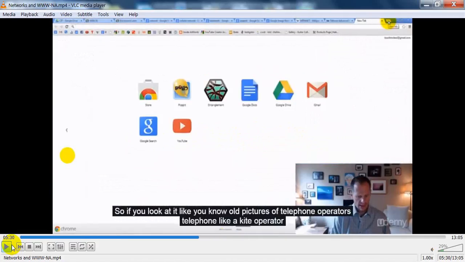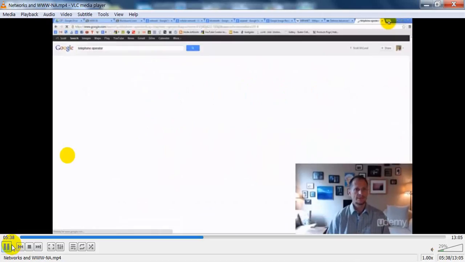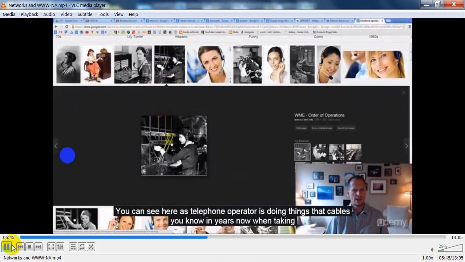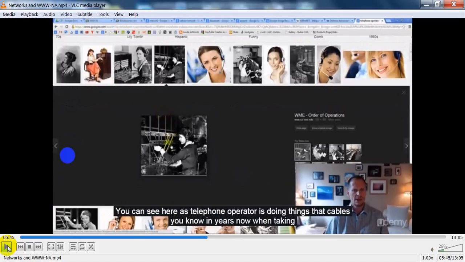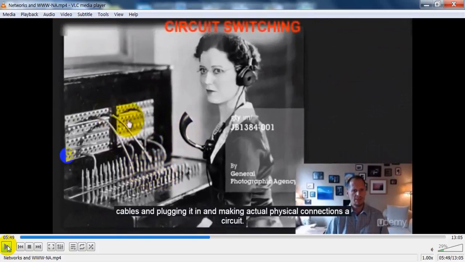If you look at pictures of telephone operators, you can see them plugging cables in and making an actual physical connection, a circuit.